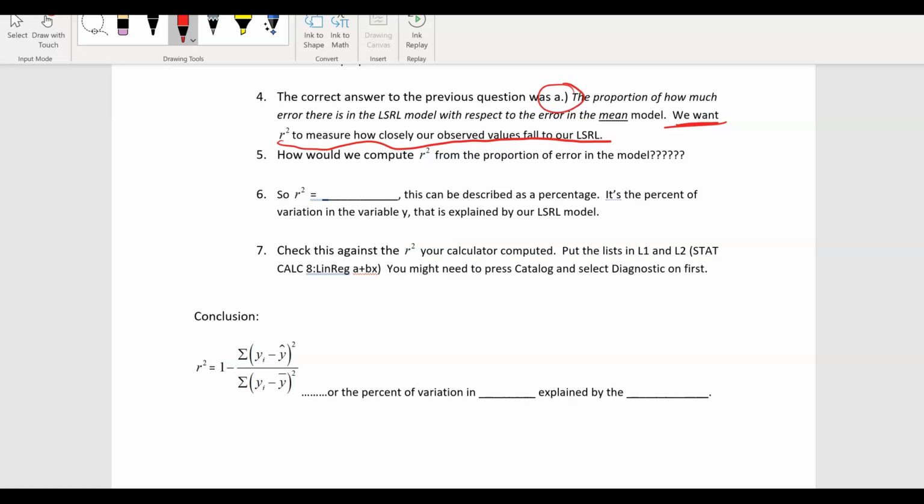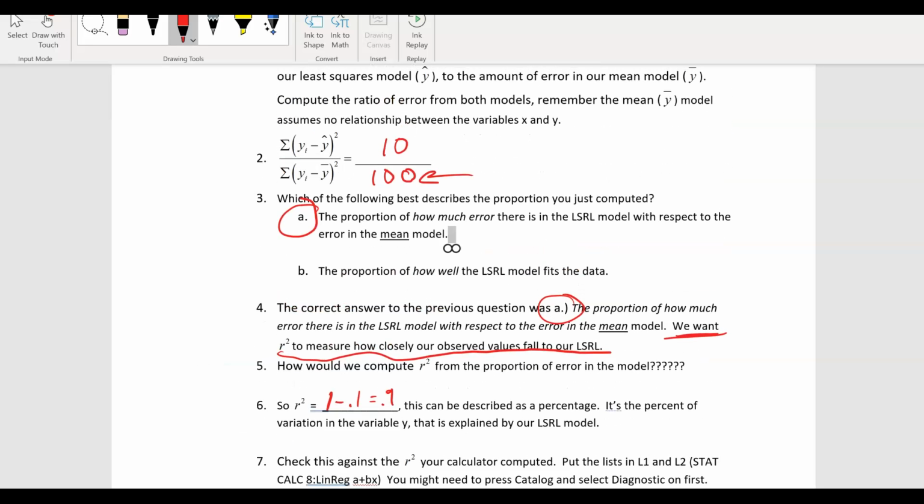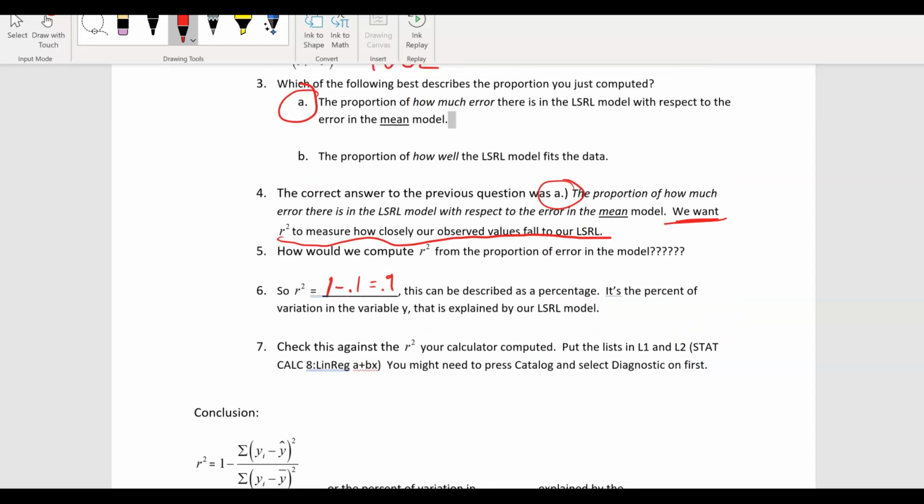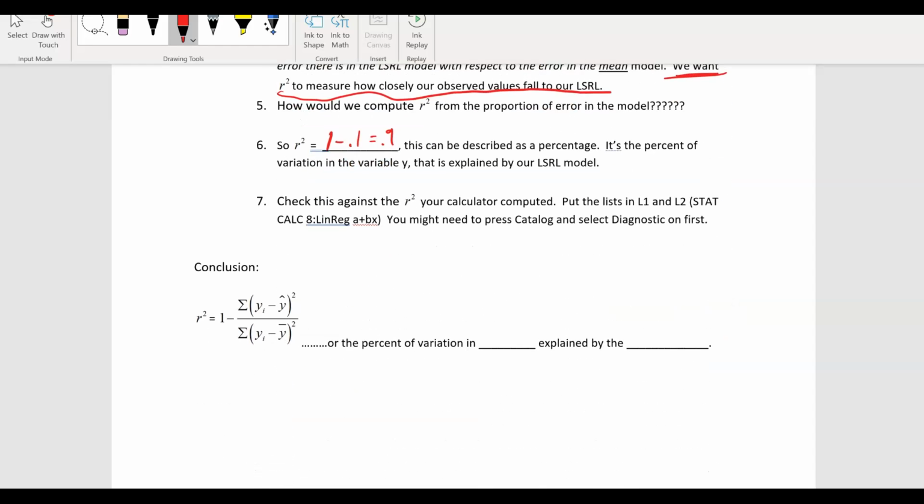Well, we started with 100% error with the mean. And what did we do? We took away 90 or 10% of that. So our model went from 100% error to 10% error. Okay, so R squared would be 1 minus that 10%, or 0.9. Okay, so we went from 100% error. If we don't pay attention to x, when we pay attention to x, we've reduced it all the way down to 10. So what's left is 90% of the variation in our y variable can be explained by the x variable.